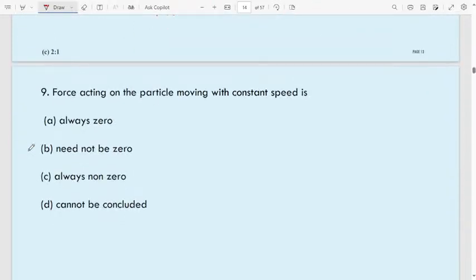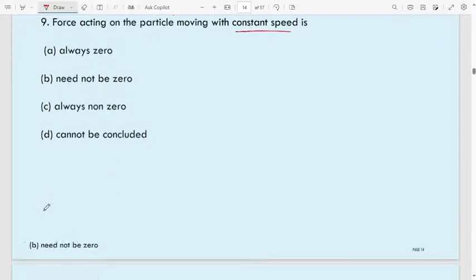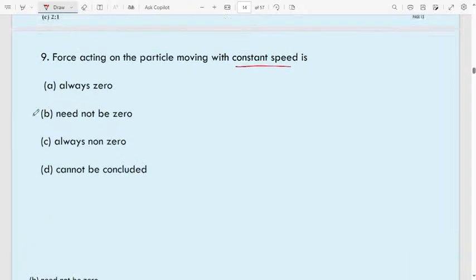Let us move to the next question. Ninth question. The force acting on a particle moving with constant speed is: Option A, always 0. Option B, need not be 0. Option C, always non-zero. Option D, cannot be concluded. The correct answer is need not be 0.